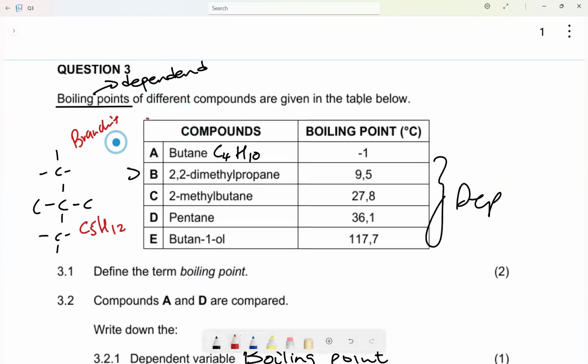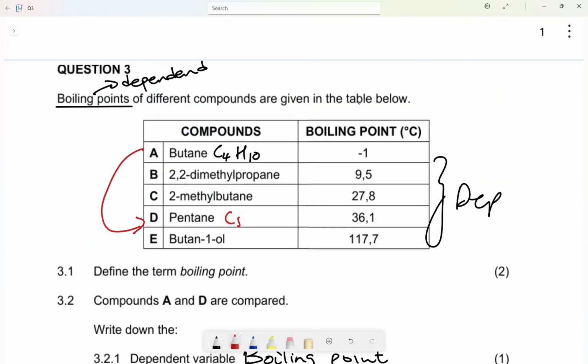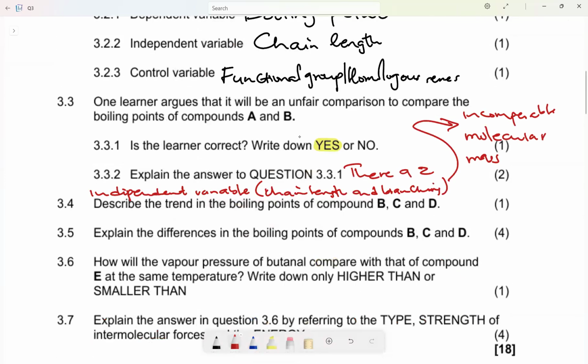Can you see that? Unlike here, unlike A and D, can you see? They have different molecular mass, but they are of the same homologous series. They do not have branches, both of them. So branching is controlled, homologous series or functional group is controlled. What is not controlled, which is our independent factor, is chain length. Can you see now? Yes.